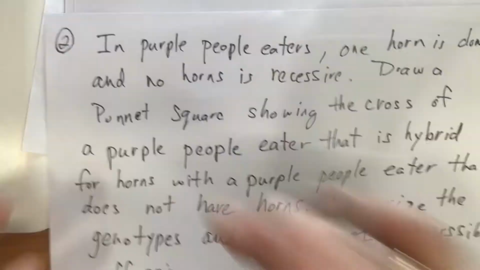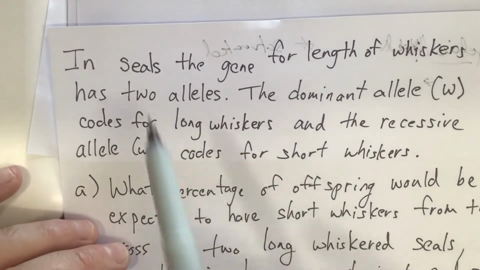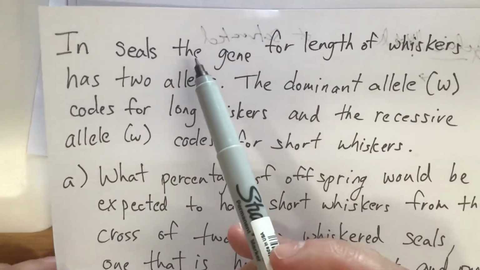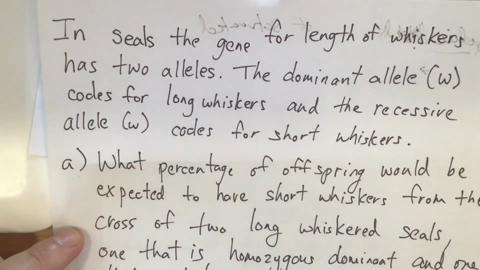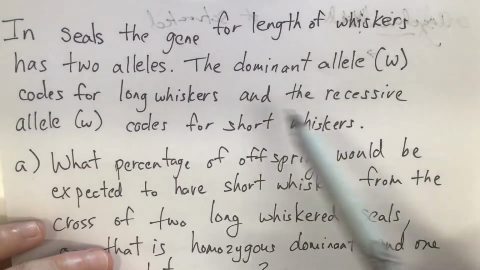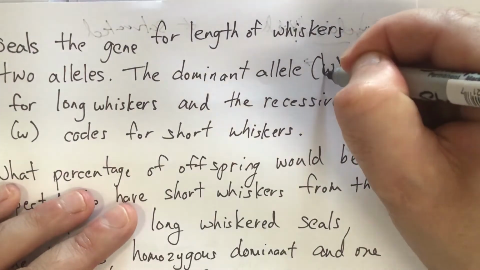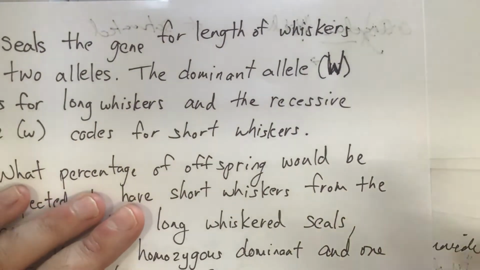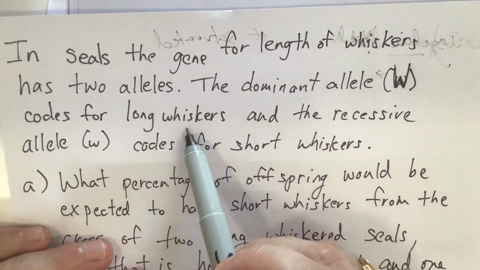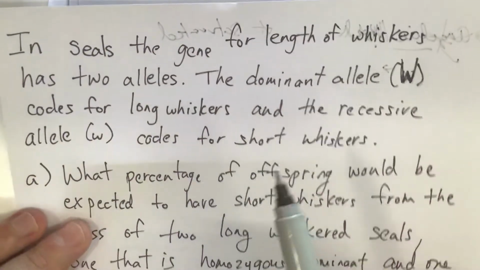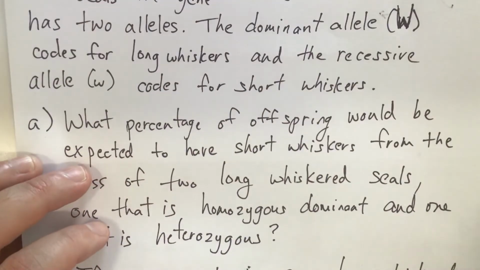Okay, well, that's problem number 2. It's hard to get it in here. Okay, in seals, the gene for length of whiskers has 2 alleles. Okay, so it's made up of one trait, one gene. The dominant allele, I should really push this, this is going to be a big capital W, codes for long whiskers. Okay, so already we expect more seals to have longer whiskers than shorter whiskers. And the recessive allele, small w, codes for short whiskers.